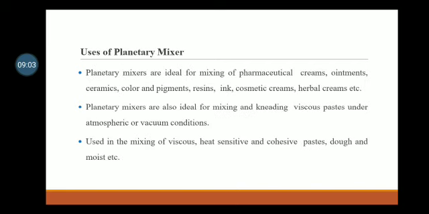Uses of planetary mixer: planetary mixers are ideal for mixing of pharmaceutical creams, ointments, ceramics, colors and pigments, resins, ink, cosmetic creams, herbal creams, etc. Planetary mixers are also ideal for mixing and kneading viscous pastes under atmospheric or vacuum conditions, used in the mixing of viscous, heat sensitive, and cohesive pastes, dough and moist materials, etc.